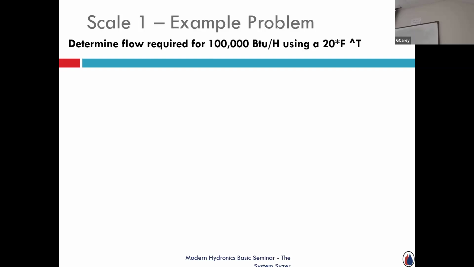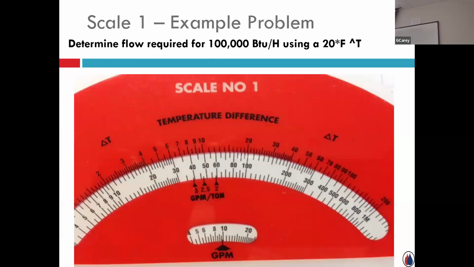So just a couple of quick examples. We'll go through it, but it's pretty intuitive. Determine the flow rate required for a 100,000 BTU load using a 20-degree delta T temperature change. It's something as simple as, how would you use the scale? How would you use the wheel? All they're saying here is we're referencing heat transfer and flow rate. So scale 1, determine the flow rate for 100,000 BTUs.